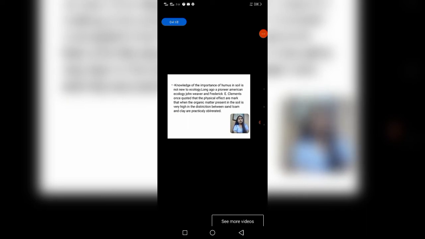Knowledge of the importance of humus in soil is not new to technology. Long ago, pioneer American ecologists John Weaver and Frederic Clements observed the physical effects of humus, that when the organic matter present in the soil is very high, the direction between sandy and clay is vertically overlaid.